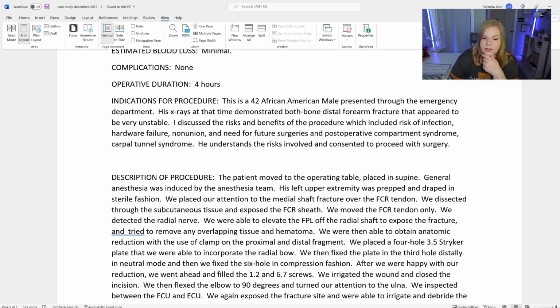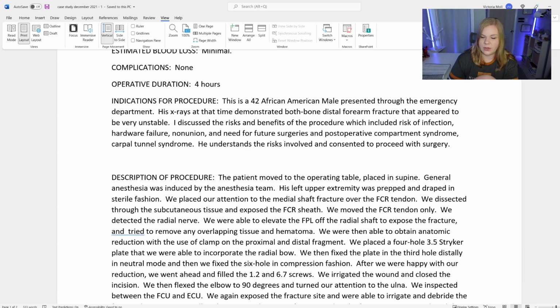And then we have our indications for procedures. So this is a 42 African-American male presented through the emergency department. His x-rays at that time demonstrated both bone distal forearm fracture that appeared to be very unstable. I discussed the risks and benefits with the procedure, which include the risk of infection, hardware failure, non-union, and need for future surgeries, and post-operative compartment syndrome, carpal tunnel syndrome. He understands the risks involved and consented to proceed with the surgery. Now remember, those are the risks. Those are not diagnoses that the patient has, and we are not going to be coding what the risks are.